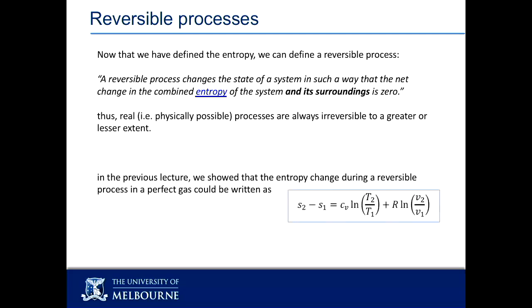So, we showed that we could write, this is the version that's derived for the internal energy. We showed that we could write S2 minus S1 for an ideal gas is CV times the log of the change in temperature, plus the gas constant times the log of the change in specific volume. And that is now in our toolbox.